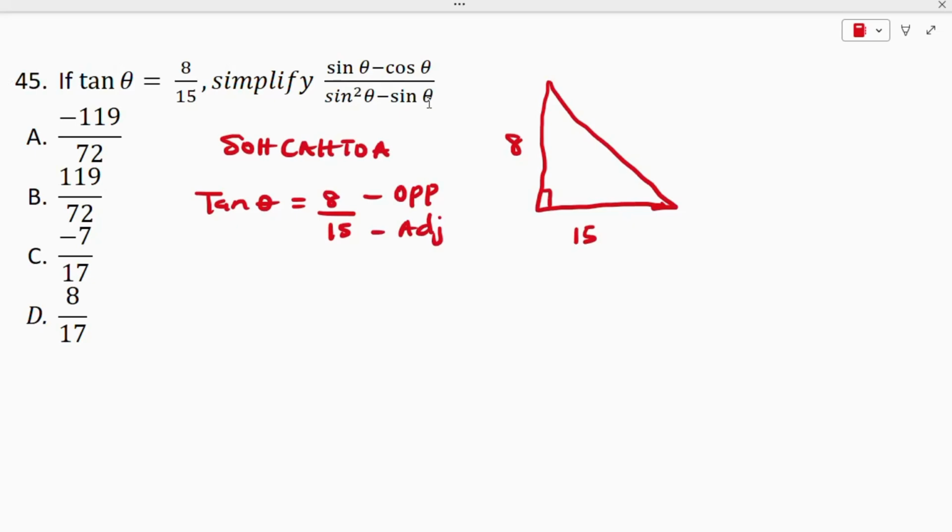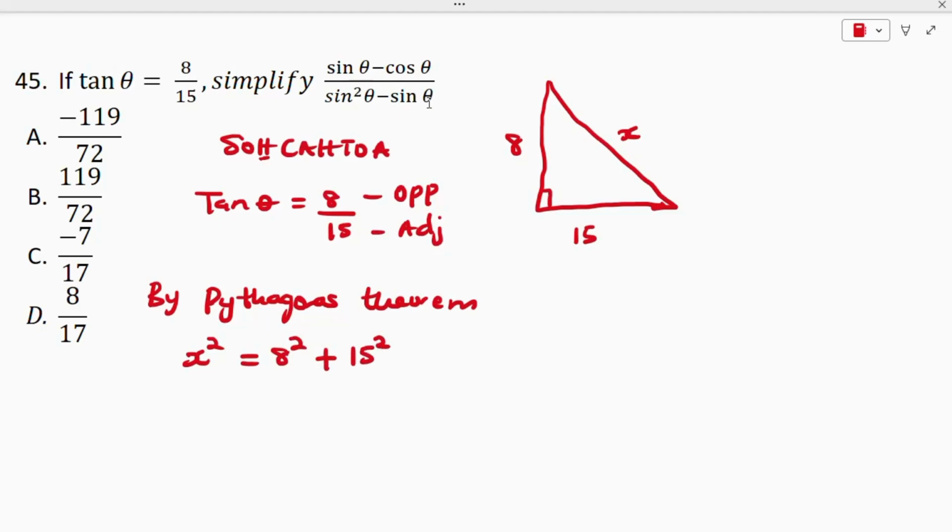So applying SOHCAHTOA, we need to solve for the hypotenuse. So let the hypotenuse be x. So applying the Pythagorean theorem, x squared is equal to 8 squared plus 15 squared. That is, hypotenuse squared is equal to opposite squared plus adjacent squared. That is the Pythagorean theorem. So we have x squared is equal to 8 squared, which is 64, plus 15 squared, which is 225. So x squared is equal to 64 plus 225.